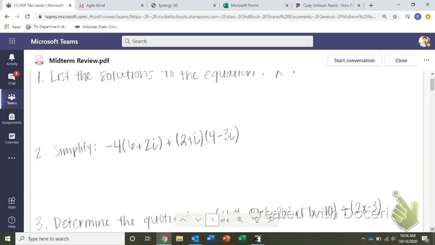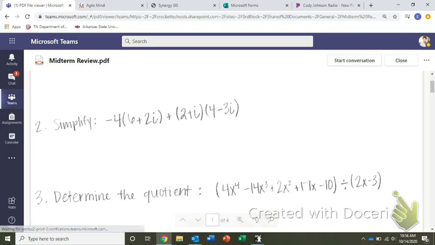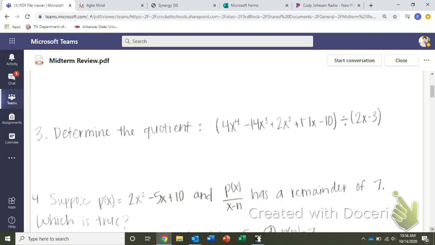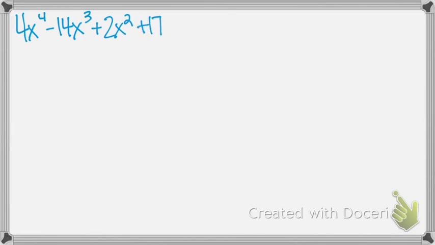All right, on number 3, this was long division. So I'm actually going to have to go to this screen because we aren't going to have enough room. So, first we have 4x to the 4th minus 14x cubed plus 2x squared plus 17x minus 10 divided by 2x minus 3. Okay.